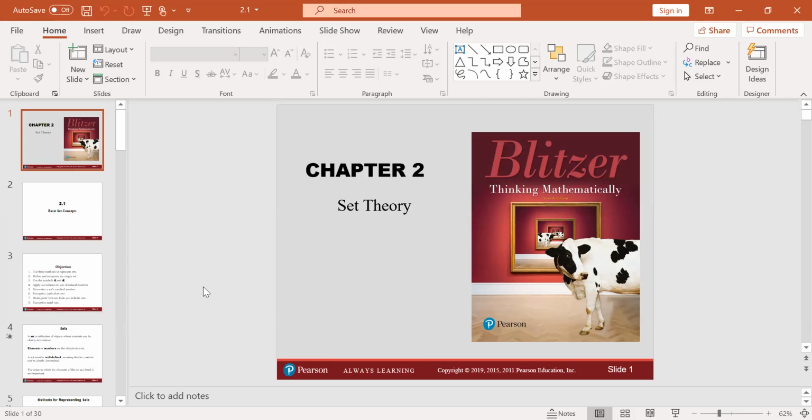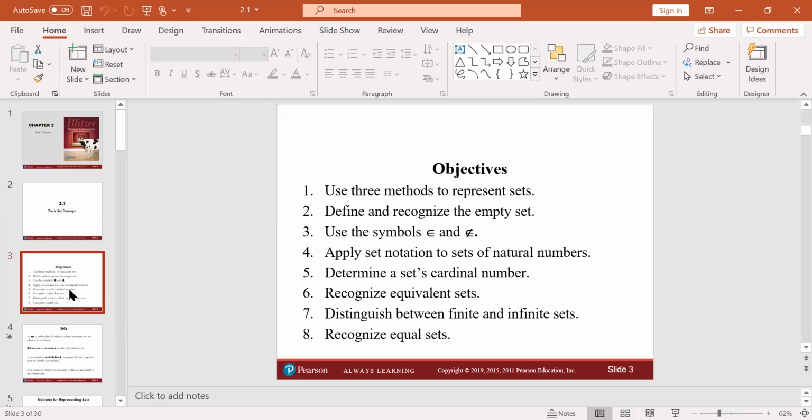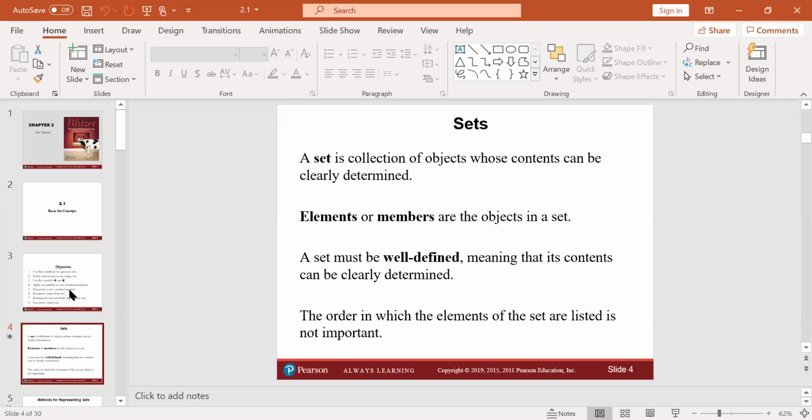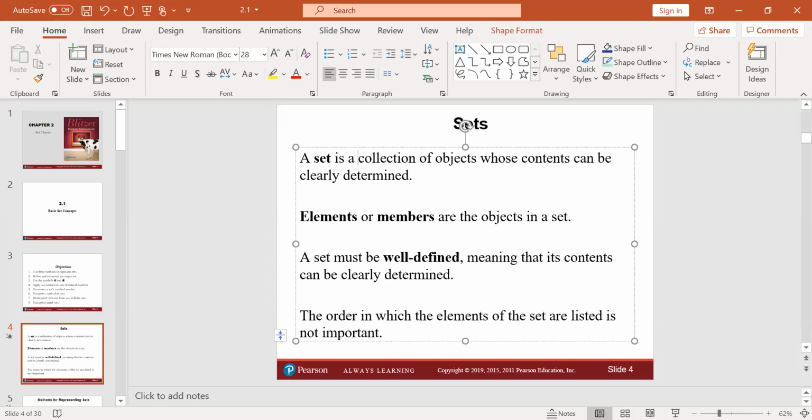So we're going to start chapter 2. We're going to learn something called set theory. And we'll start with the mathematical definition of a set. A set is a collection of objects whose contents can be clearly determined. So think about, you have a box of Christmas ornaments in your garage or in your closet somewhere. You could say the set of all Christmas ornaments are the objects in the box.